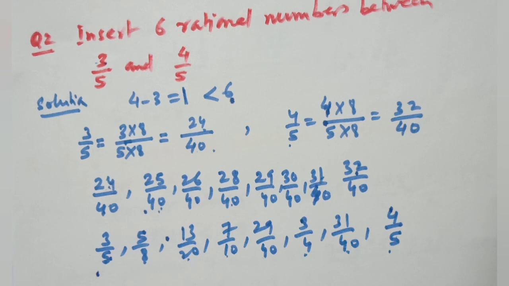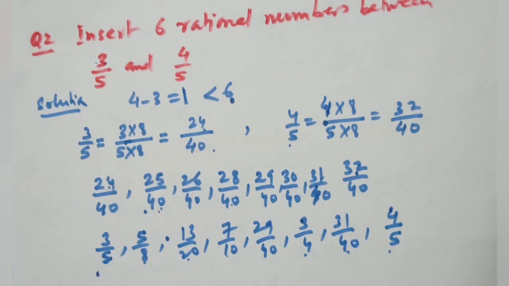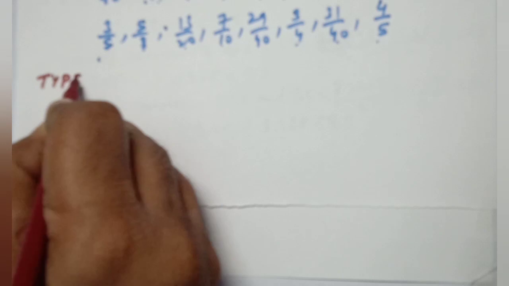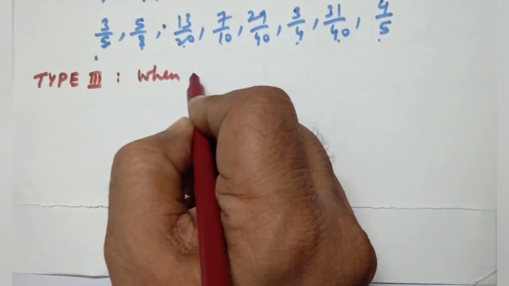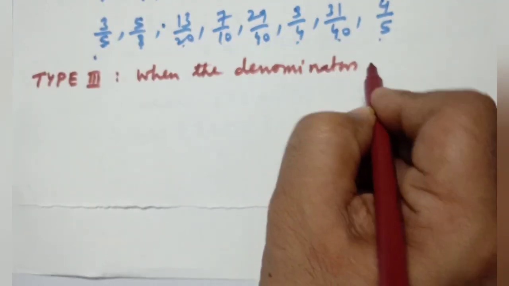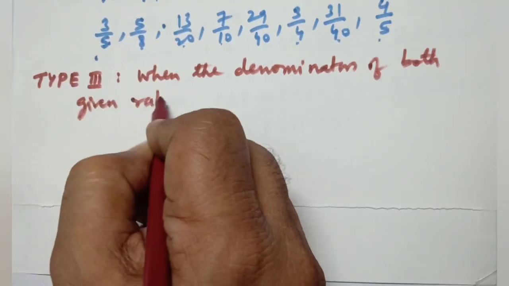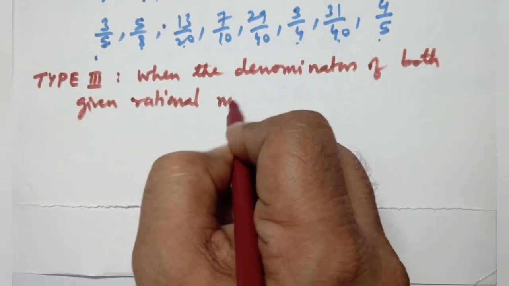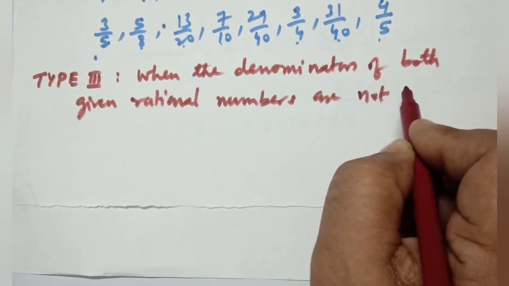two given rational numbers. Now we will learn type 3, when the denominators of both given rational numbers are not equal.